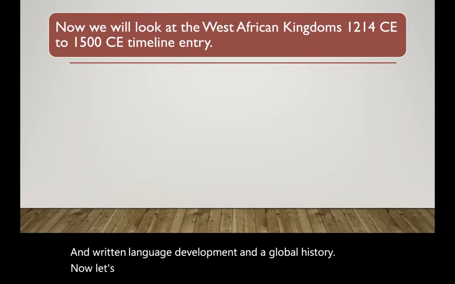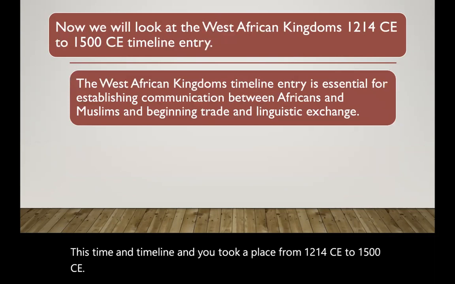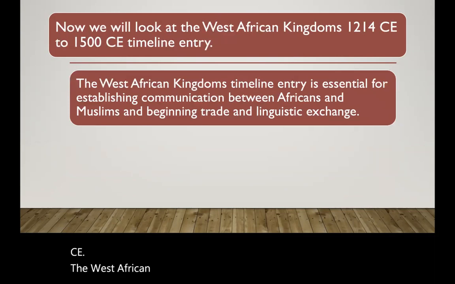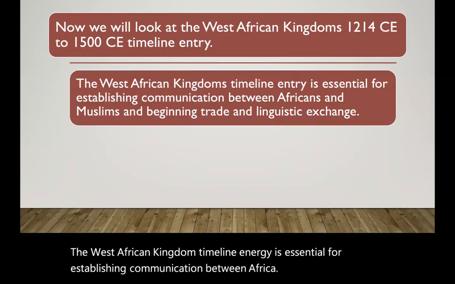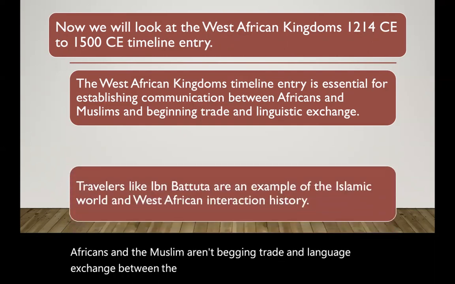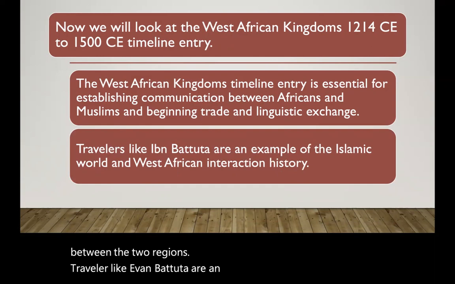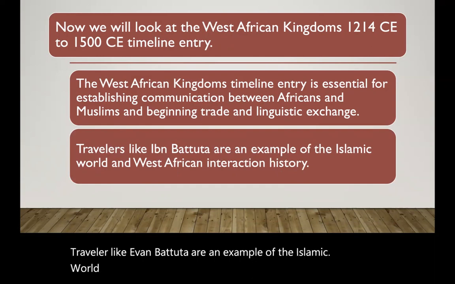Now let's look at the West African Kingdom timeline entry. This timeline entry took place from 1214 CE to 1500 CE. It is essential for establishing communication between Africans and Muslims and began trade and language exchange between the two regions. Travelers like Ibn Battuta are an example of the Islamic world and West African interaction in history.